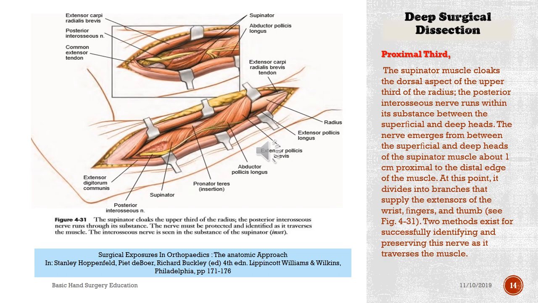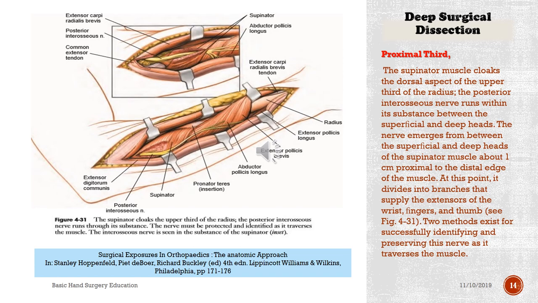The proximal third is very important for identifying the posterior interosseous nerve. The supinator muscle cloaks the dorsal aspect of the upper third of the radius. The posterior interosseous nerve runs in its substance, between the superficial and deep heads. The nerve emerges from between the superficial and deep heads of the supinator muscle about 1 centimeter proximal to the distal edge of the muscle.